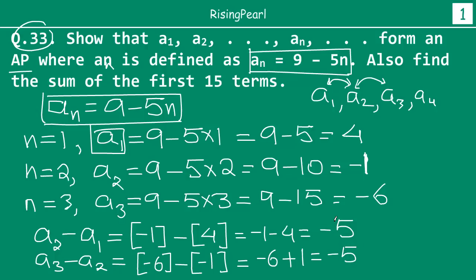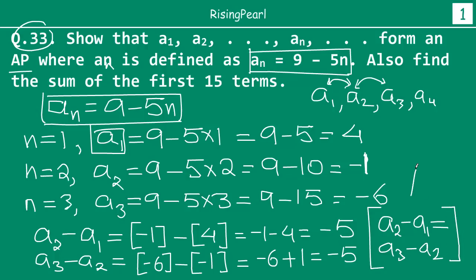So what we see indeed is that a2 minus a1 is equal to a3 minus a2, which is something which absolutely is true for an arithmetic progression. So we say indeed this series, or these numbers, where the nth term is represented as a_n = 9 - 5n, is indeed an arithmetic progression. Now that we have found out this is an arithmetic progression, what about the second part? Find the sum of the first n terms.